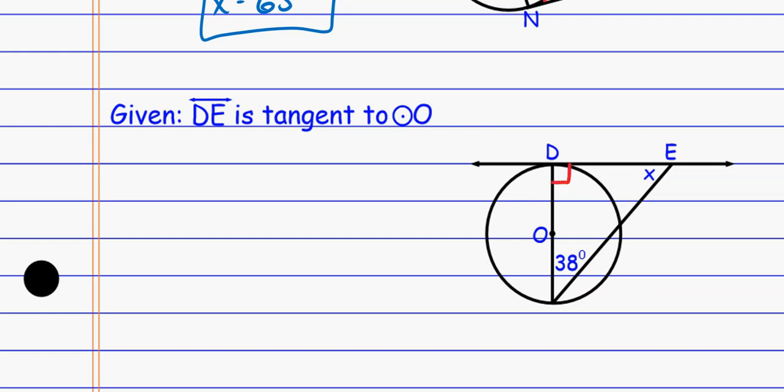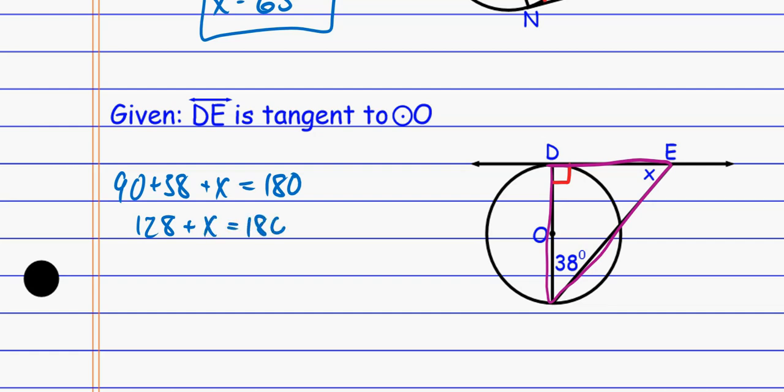Since I have a triangle being formed, I know that the three angles inside of a triangle have to add up to 180 degrees. So the 90, the 38, and x all have to equal 180. And for that one, we certainly don't need a formula, though I can understand if you did for the last one. Right here, combine like terms and subtract that 128 from each side.